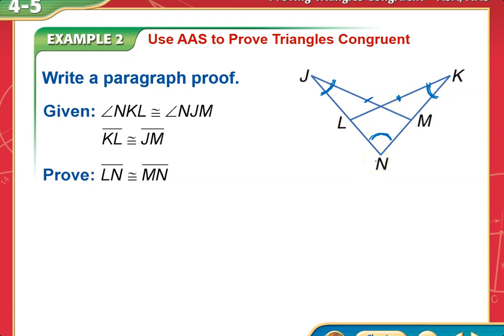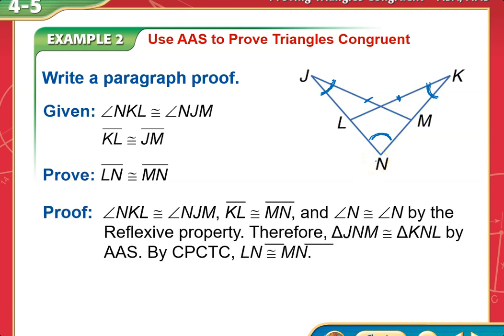Let's write a paragraph proof. We have angle NKL congruent to angle NJM, and that's given, obviously. KL is congruent to JM, and angle N is congruent to angle N by the reflexive property.